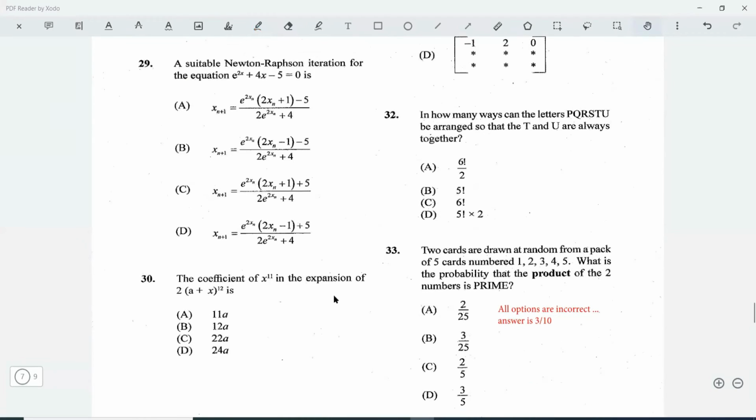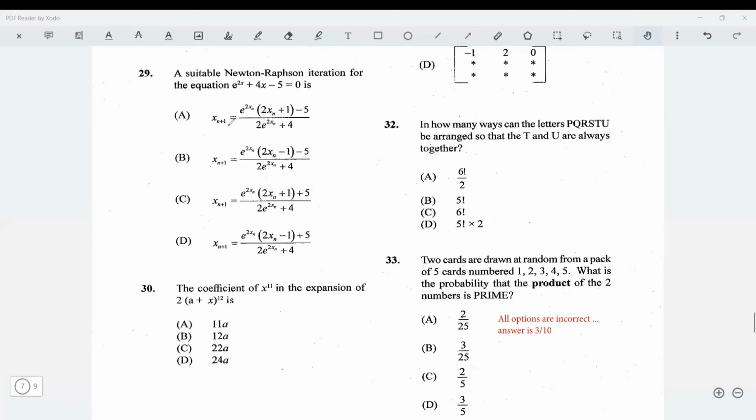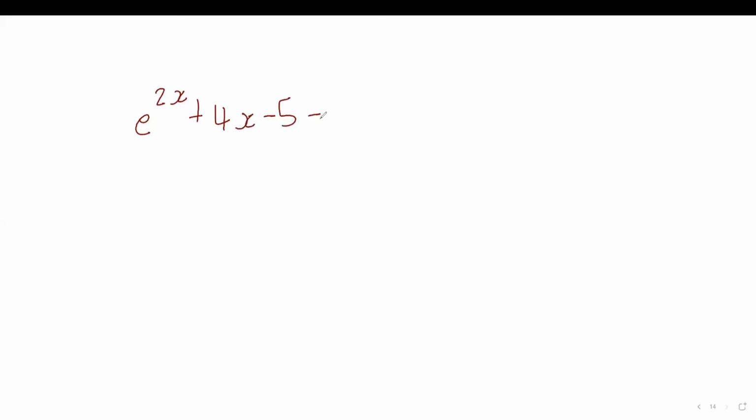Question 29 says a suitable Newton iteration for this is, so let's look at it. We have e to the 2x plus 4x minus 5. The question said e to the 2x plus 4x minus 5 equal to 0. So this is what you have, and you want to find an iteration. Well, they must give you the first iteration.